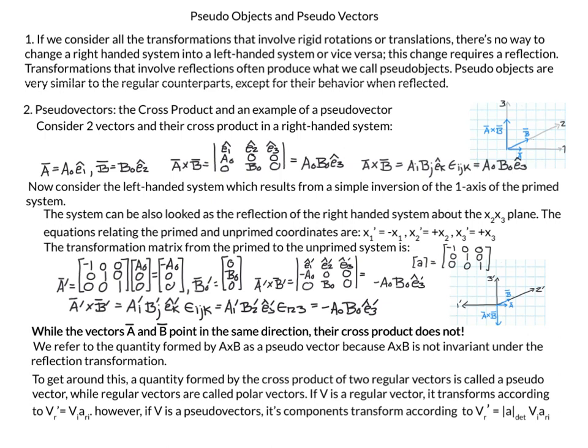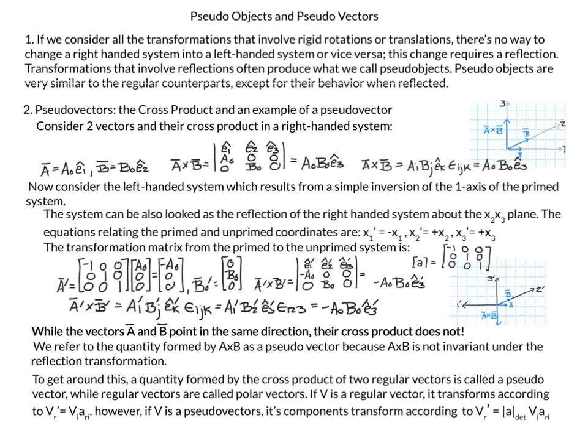So the equations relating the primed, that's the left-handed system, and the unprimed, that's the right-handed system, are these: x1 prime will be equal to negative x1, x2 prime is equal to x2, and x3 prime is equal to x3. So the only thing that changes is x1 is now negative what it used to be. And the transformation matrix from the unprimed system to the primed system is given here, taken directly from the equations relating the primed and unprimed system.